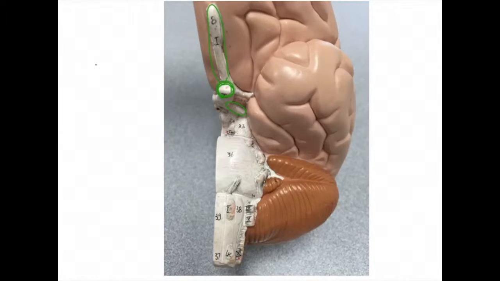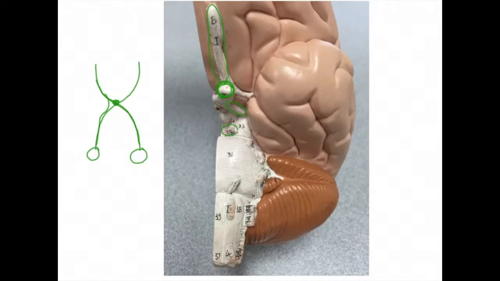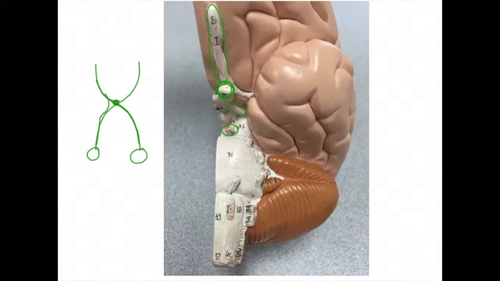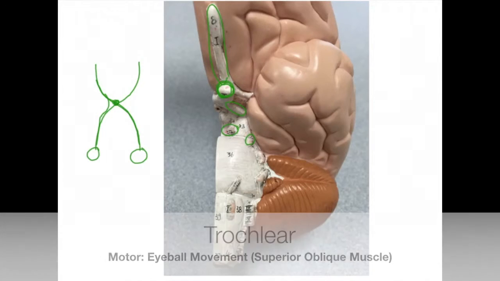Starting in the occipital lobe, the optic tracts come down and cross over. They cross at the optic chiasm. Here's cranial nerve 3, which is known as the oculomotor nerve. The oculomotor nerve has no sensory function. It controls the extraocular movements of the eye. Here's cranial nerve 4, which is known as the trochlear nerve. It has no sensory function, and it does have motor function.